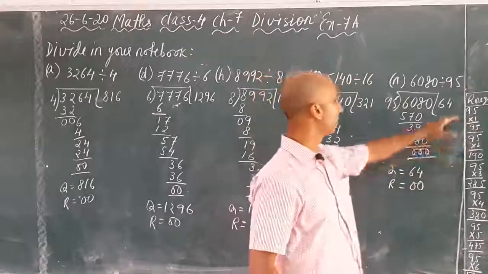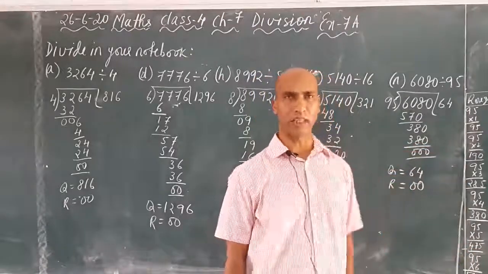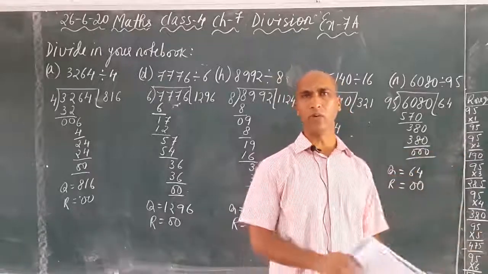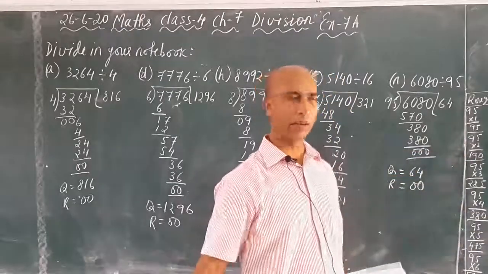Okay, so this way you will not make a mistake. Alright, so this is the best way that you can do division with a greater number.